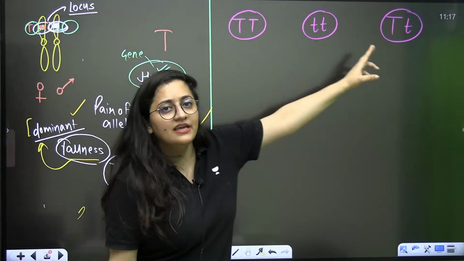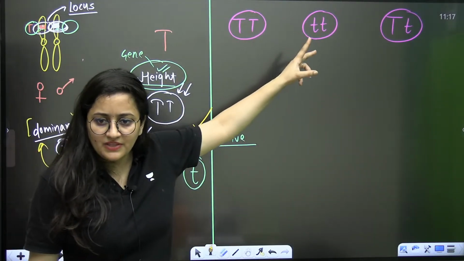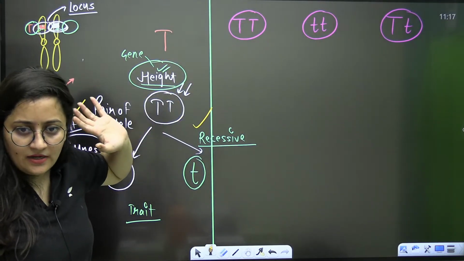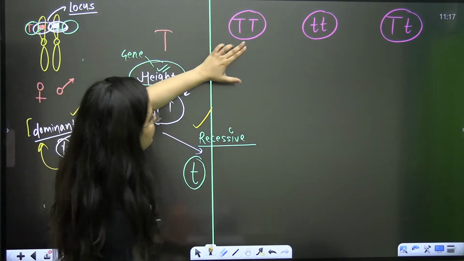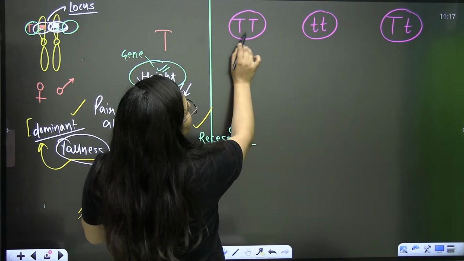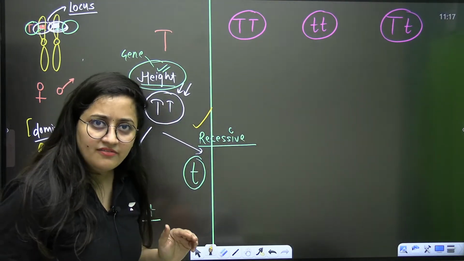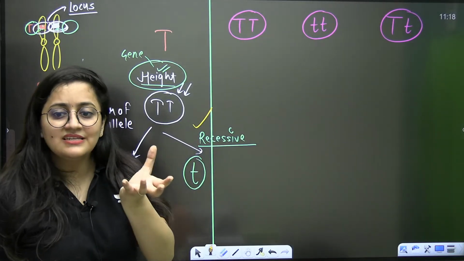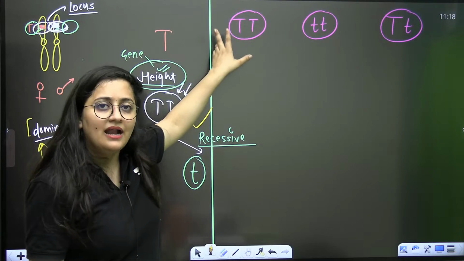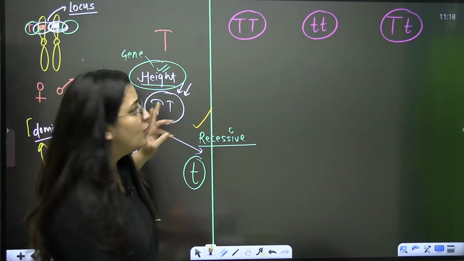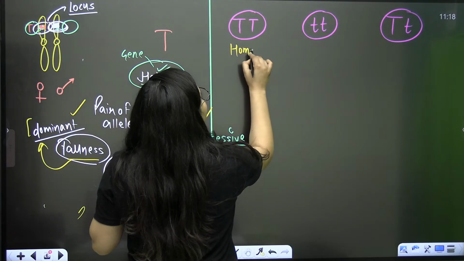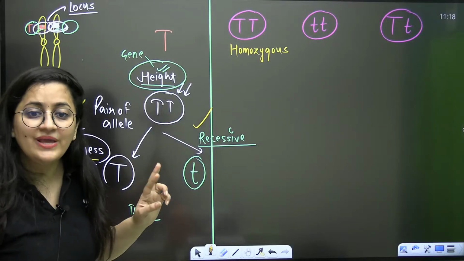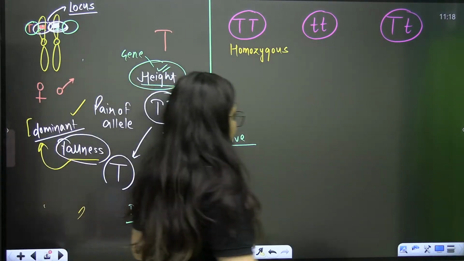Now they should be there in a pair. They should be present in a pair. So capital T, capital T means both the alleles are same. In an individual, you can take the example of an animal, you can take the example of a plant, whatever you want to take, but understand this basic part. If it is in a pair and both the alleles are same, it is homozygous. Why am I saying homozygous? Homo means same.